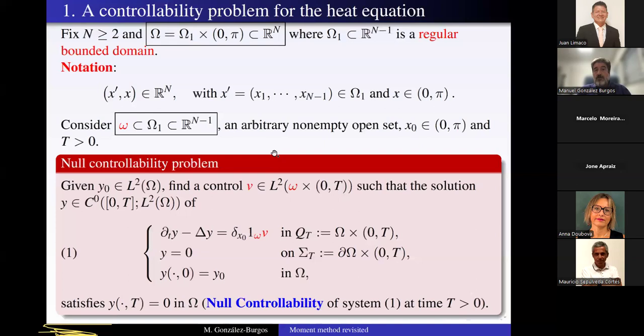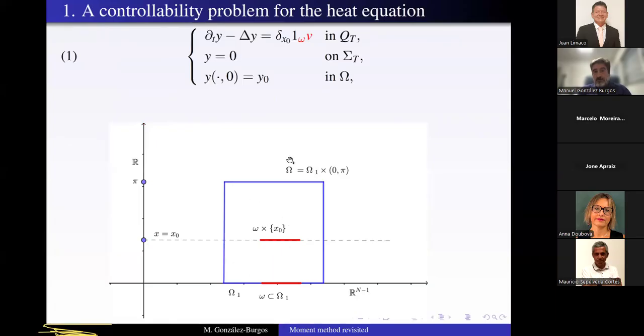The control only depends on x' and t, but it does not depend on the last variable x. In fact, x is fixed because we have here the Dirac delta at the point x equal to x0. This is the geometrical situation. We have a cylinder, Omega equal to Omega_1 times (0, pi). The control is supported in little omega, but the control only acts on the hyperplane x equal to x0. And we want to control with such a control v in such a way that the solution at time T is equal to 0. This is our null controllability problem.